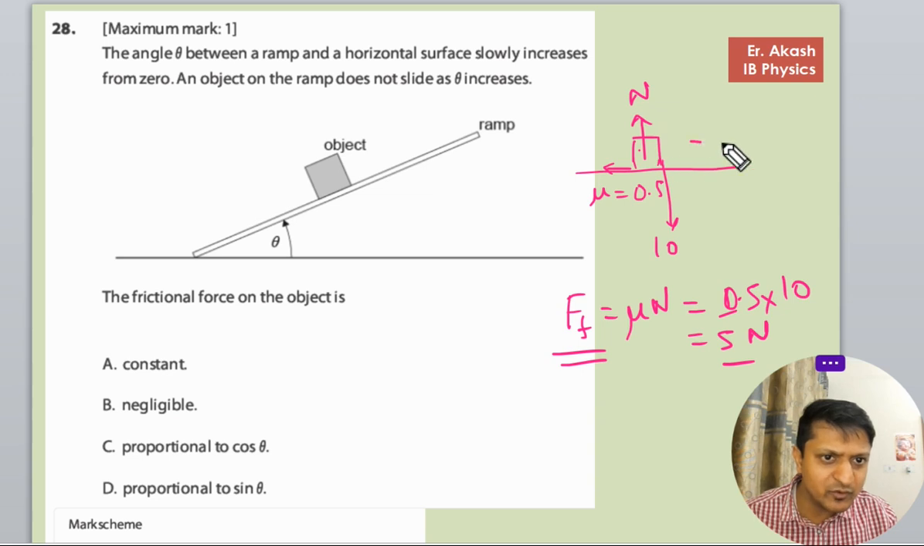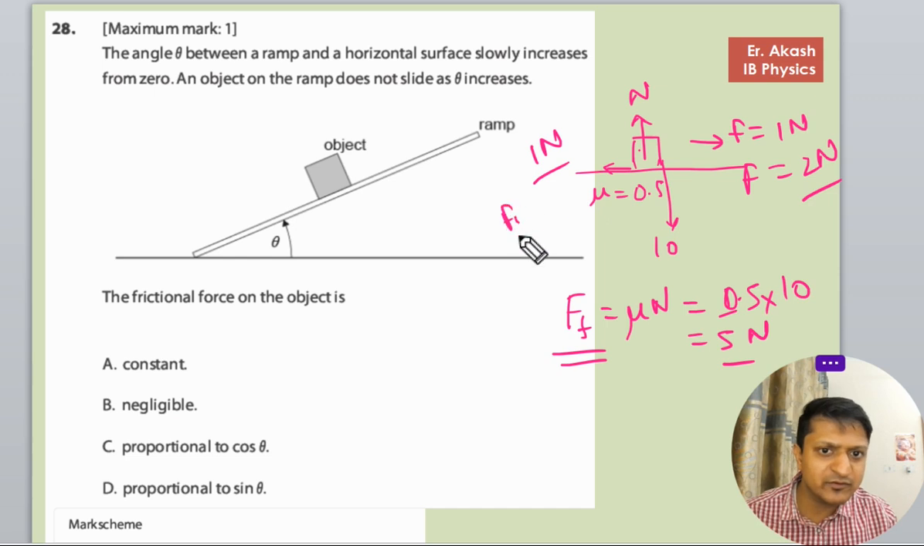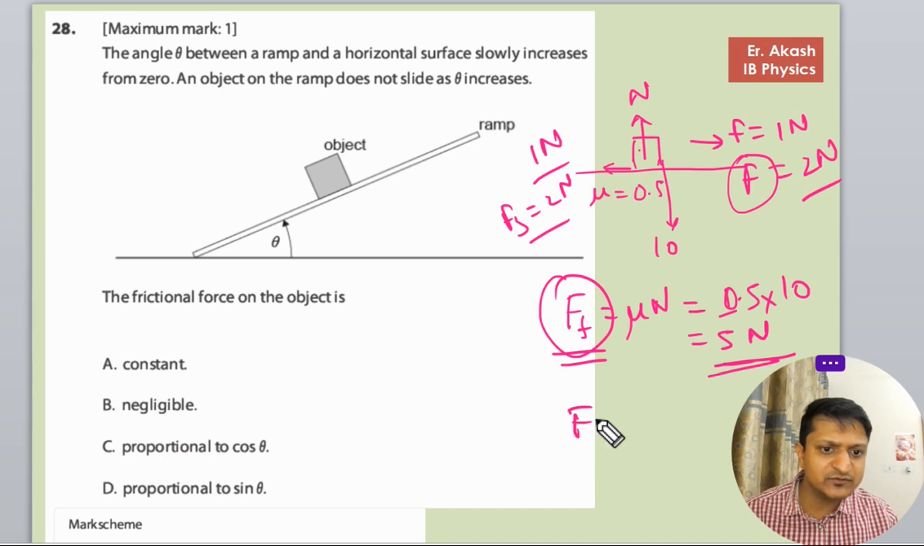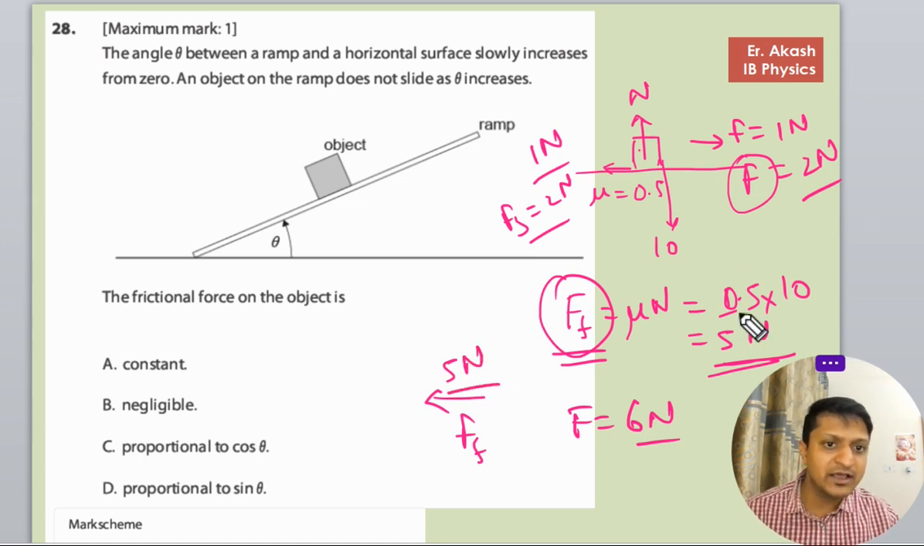So this is the maximum force. How? Because if the force is suppose 1 Newton, the frictional force will be 1 Newton. If the force is 2 Newton, the frictional force will be 2 Newton. Up to 5 Newton, the frictional force will be equal to the force that we put on the object. But suppose the force is 6 Newton, the frictional force will be 5 Newton, because it can't go above 5 Newton, then F net will be 6 minus 5 equals 1 Newton.